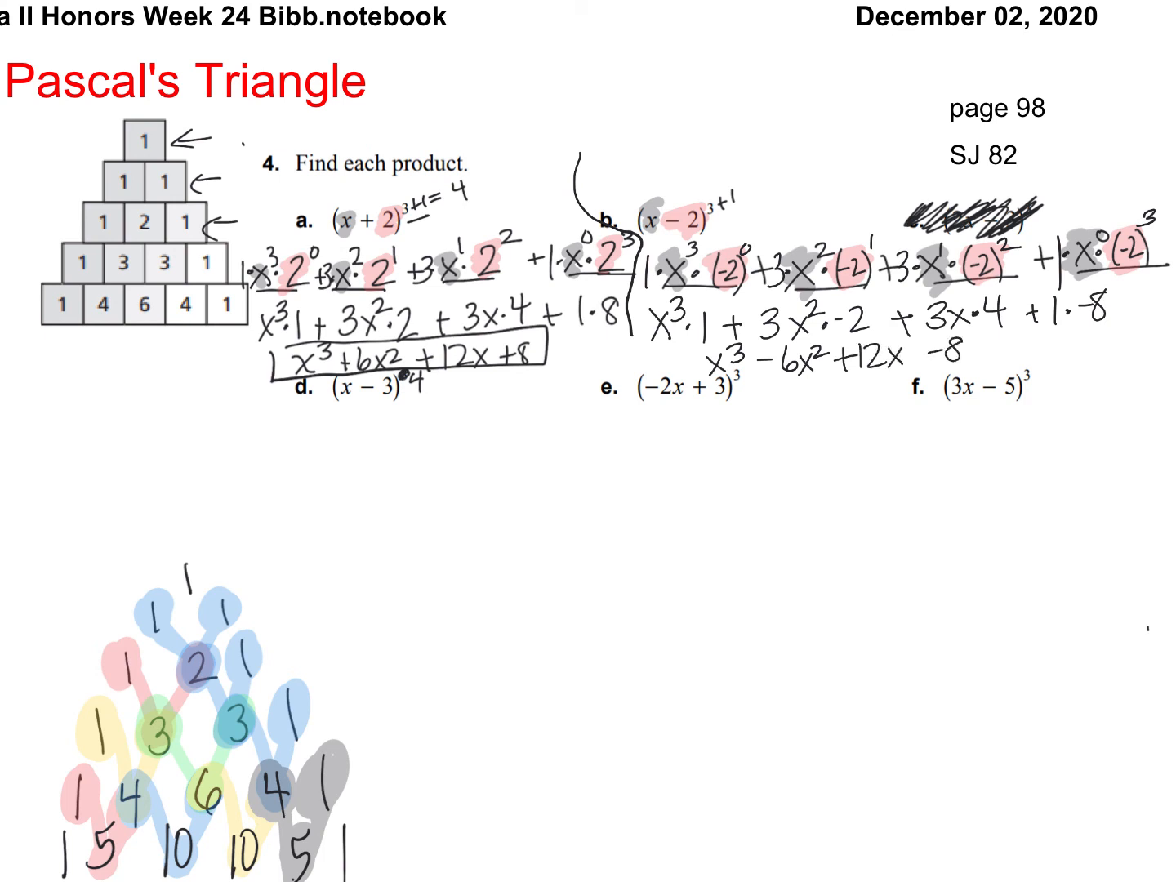minus 8. And although it may not seem faster, knowing Pascal's triangle, I could finish faster with Pascal's triangle. This is also the binomial theorem, and with Pascal's triangle, then you could just multiply it out.